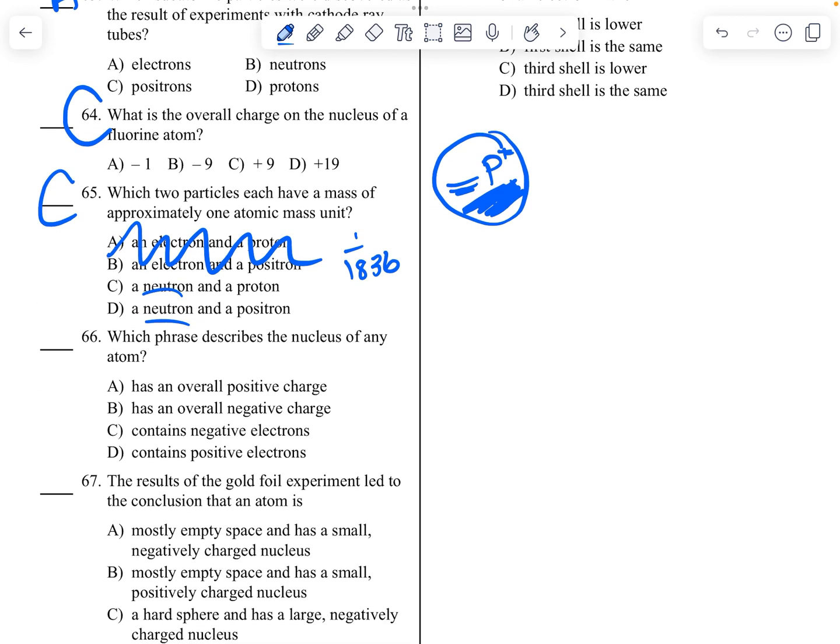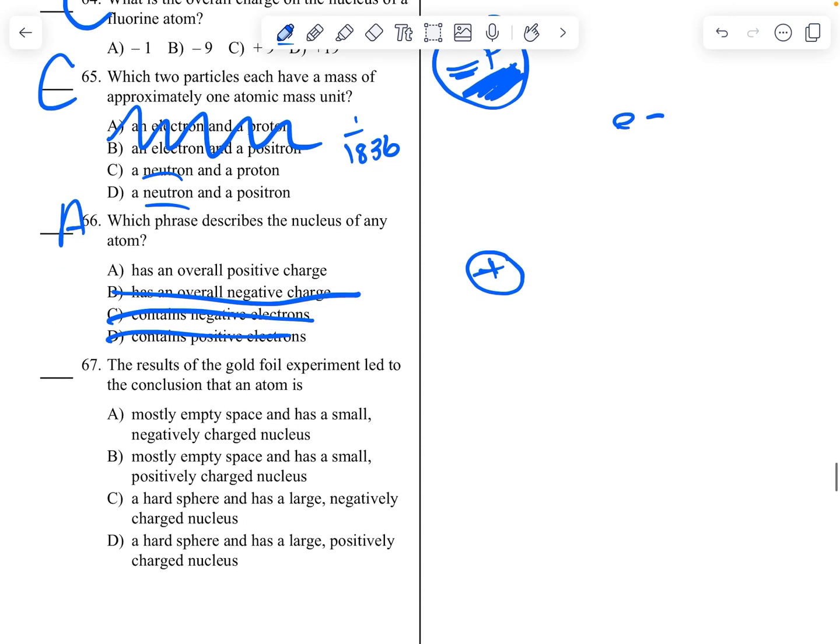The nucleus of any atom would not be negative. It does not have any electrons. Yeah, it's an overall positive. So the nucleus is positive. We have protons and neutrons, and electrons are way out here, and they are negative, and that's why we have a canceling out of charge. The protons, which are positive, and the electrons, which are negative, cancel out.